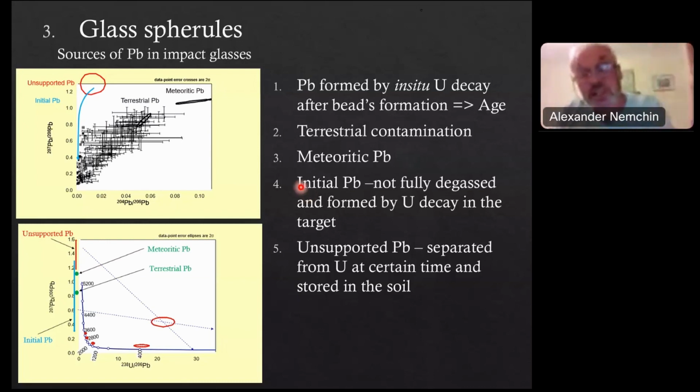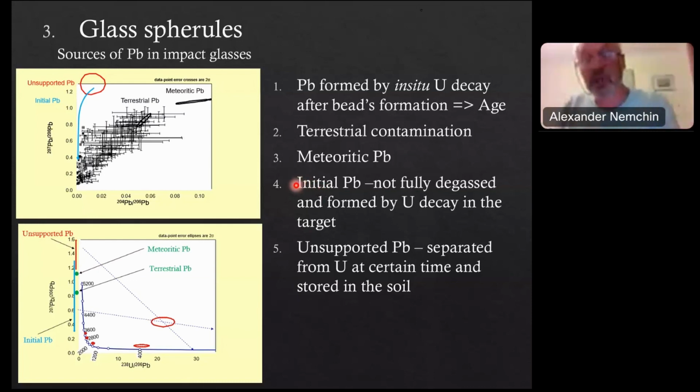Then there is initial lead, like in every sample. There is a possibility that not all initial lead was degassed during formation of the glass, even though when we started this work, a few years back, our expectation was that it would be easy because most of this initial lead would be outgassed out of the bit. Not the case. We now recognize that a lot of it can survive.